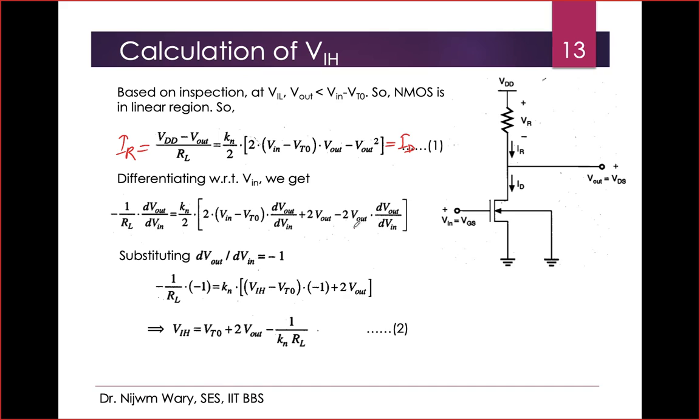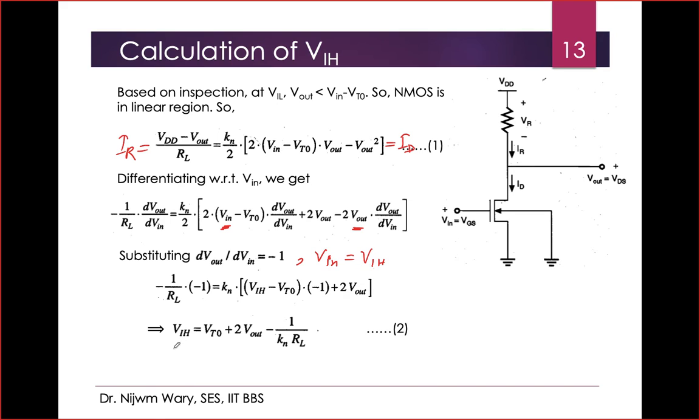in this situation V out will remain the same, and V in will be VIH, because we are trying to calculate the VIH here. So substituting dV out by dV in with -1 and V in with VIH, we get this simple expression.